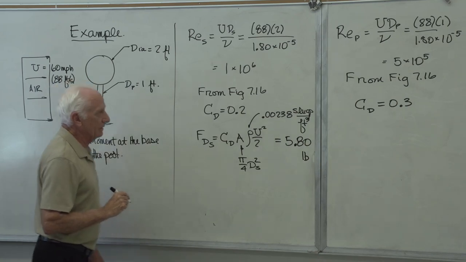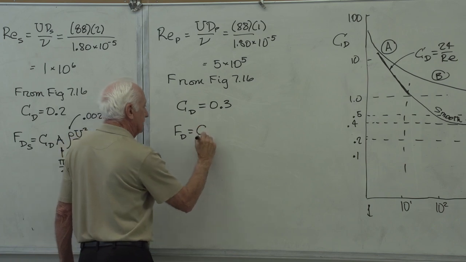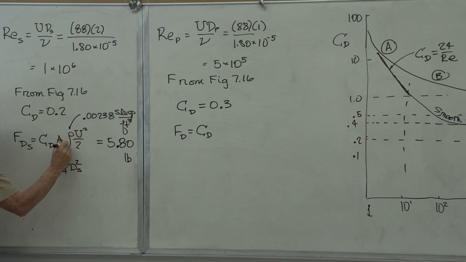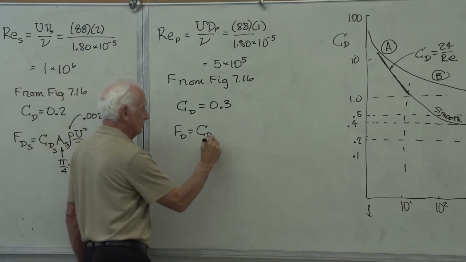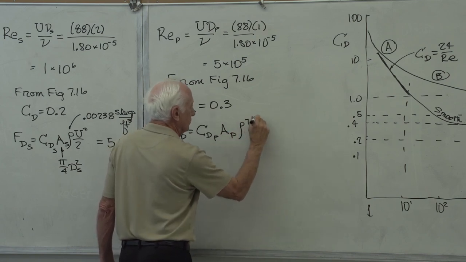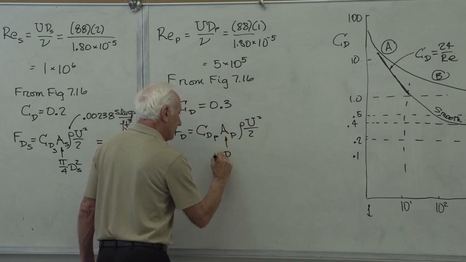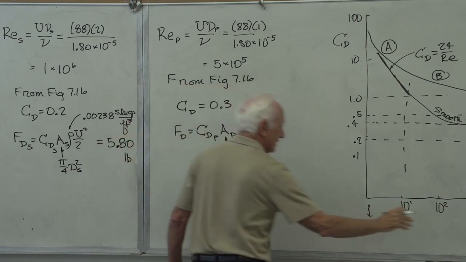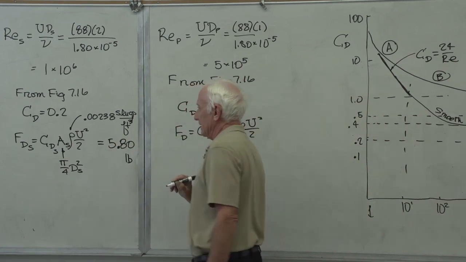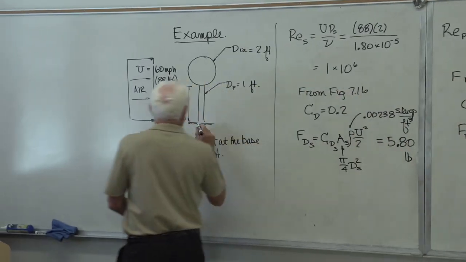Okay, do the same thing for the post. Drag is equal to C sub D for the post. This was C sub D for the sphere, area of the sphere. This is C sub D of the post, the area of the post projected. Rho U squared over 2, area of the post is D times L, the length of it. What do I see as a projected area of that post? Well, it's right here. Here's my area right here.